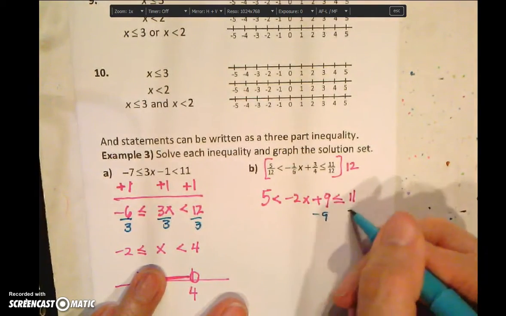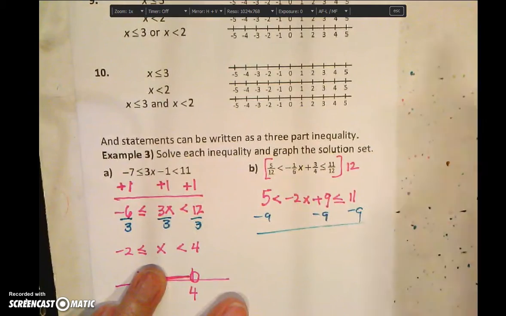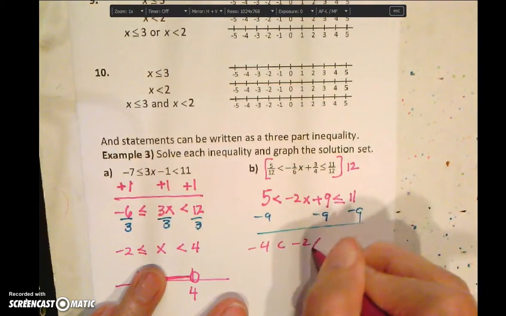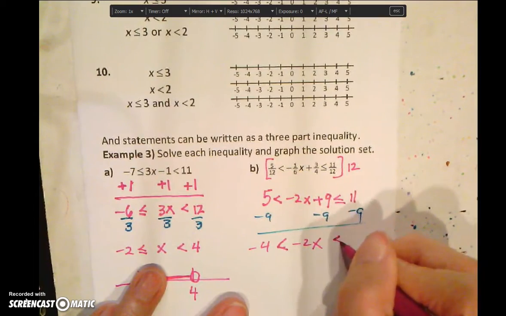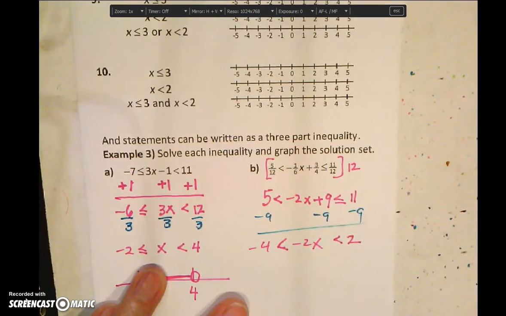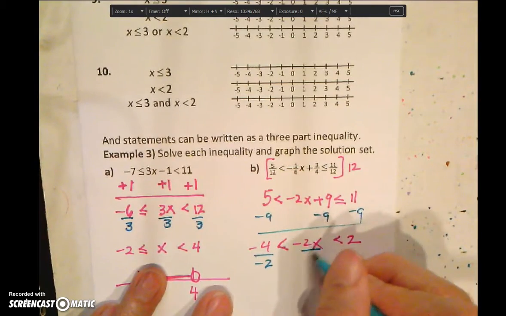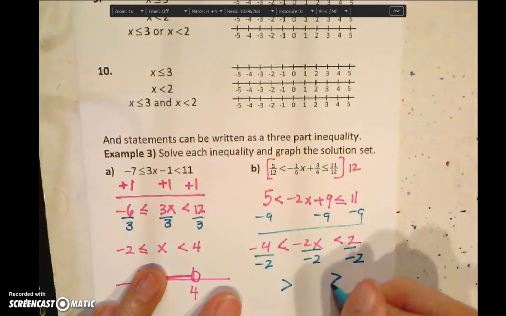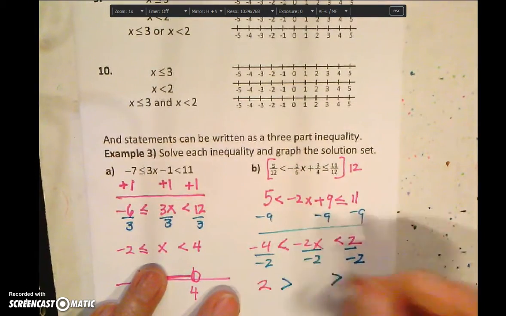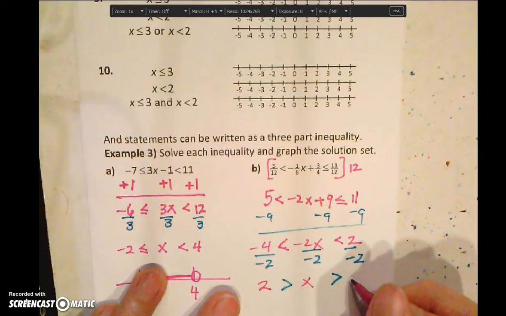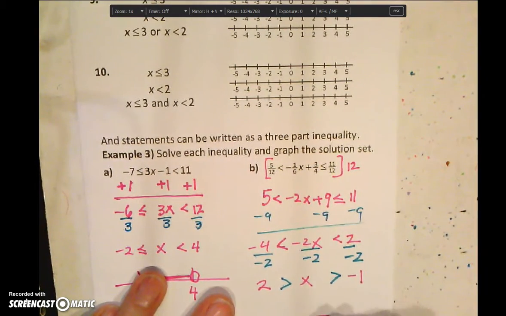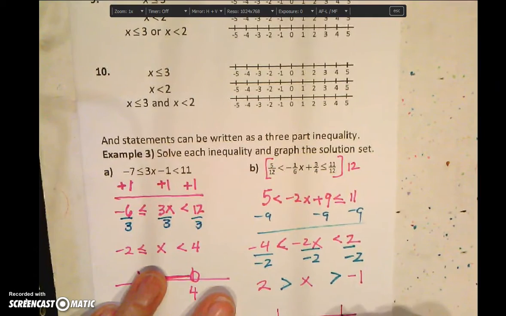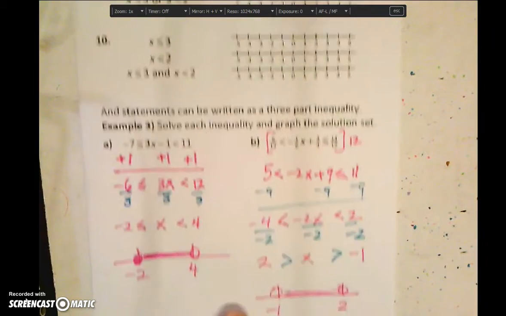I would subtract 9 from all 3 sections and get -4 is less than -2x is less than, 11 minus 9 is 2. Then I'm going to divide everything by -2. What happens when I divide by a negative and I've got inequalities involved? It is going to flip the inequality. So I get 2 is greater than x is greater than -1. When I draw it on my number line, I'm going to put the -1 first because it's smaller, and the 2 second, open dots, and everything in between right there.